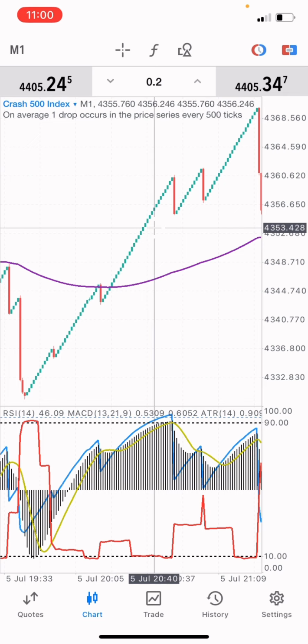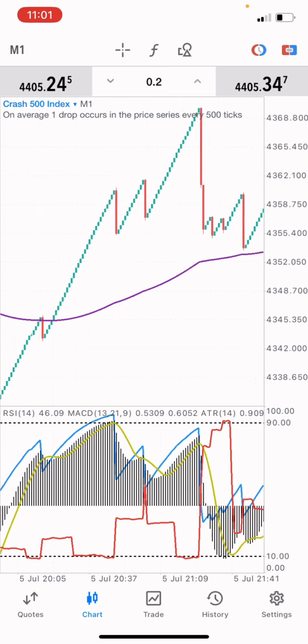Every time the price action goes above the moving average, you're going to be taking a profit of $1, okay. Now in a day, if you continue with this strategy, you can make up to $50 to $100 on this scalping strategy on Crash 500, okay. You're going to be making that kind of profit, all right.